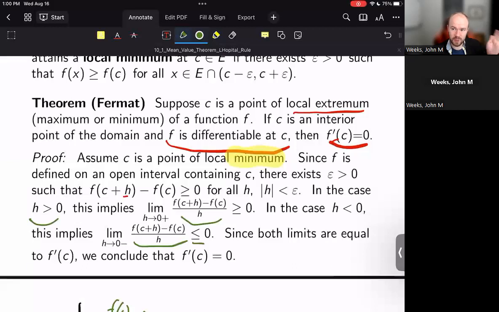That means what? The right-handed derivative and the left-handed derivative must be equal to each other. Well, if this right-handed derivative is for sure greater than or equal to 0, and this left-handed derivative is less than or equal to 0, there's only one place for them to be equal, and that's at 0. And that is our walkthrough of this theorem.